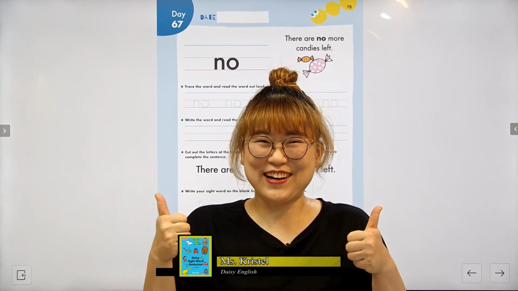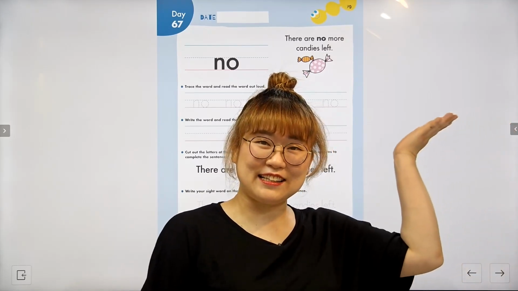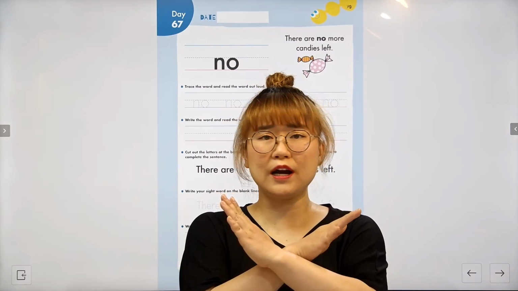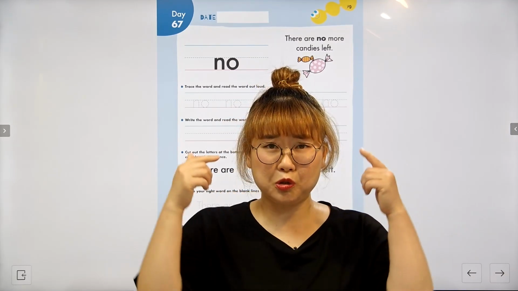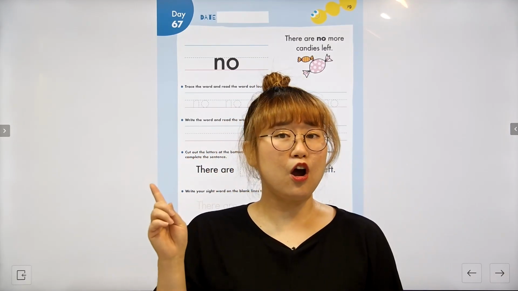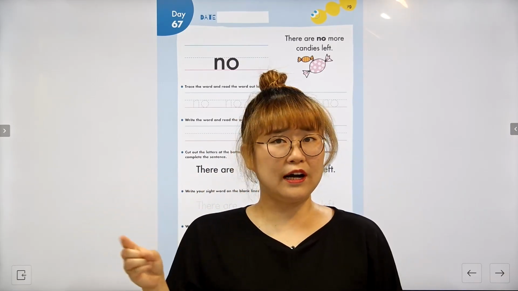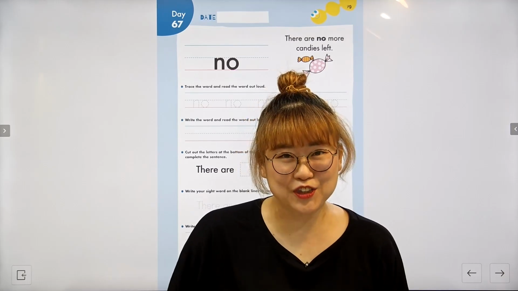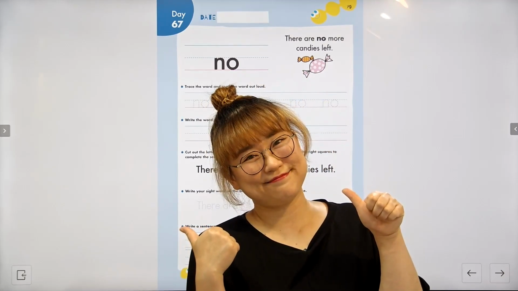Great job, everyone. Now, let's look at our sentence. The sentence says, there are no more candies left. So sad. One more time. There are no more candies left. Great job, everyone. Now, let's go to our exercise.